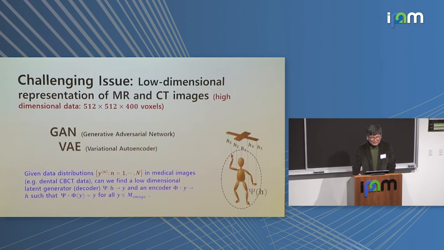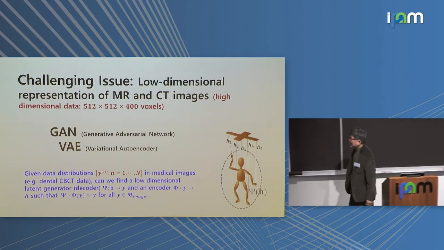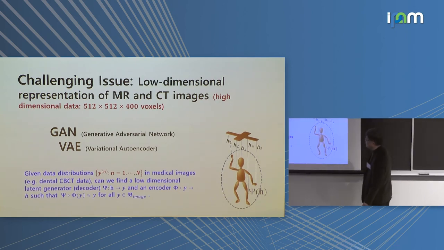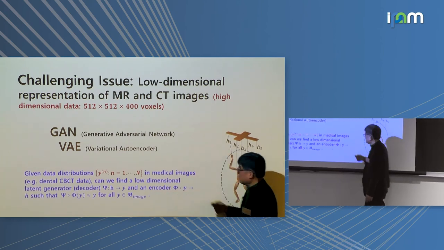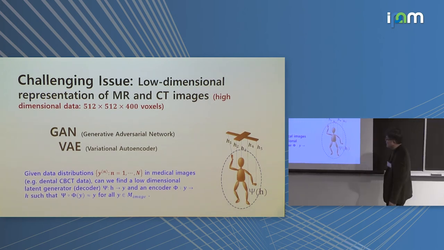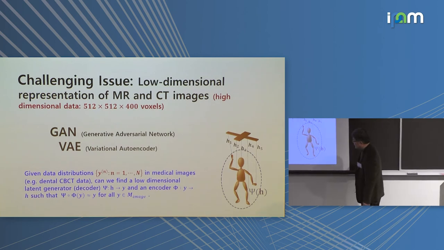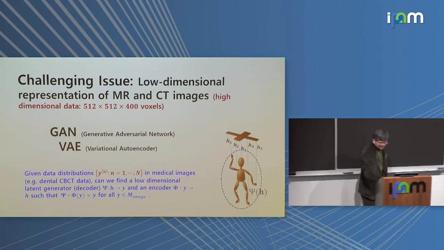Okay, I tried to explain several challenging issues. Low-dimensional representation of MR and CT images is very important. There are two kinds of methods: GAN, the generative adversarial network, and the variational autoencoder. The meaning is that given a data distribution in medical images, such as dental CT data, can you find the low-dimensional latent generator, that is the decoder and encoder, in such a way to represent that one.